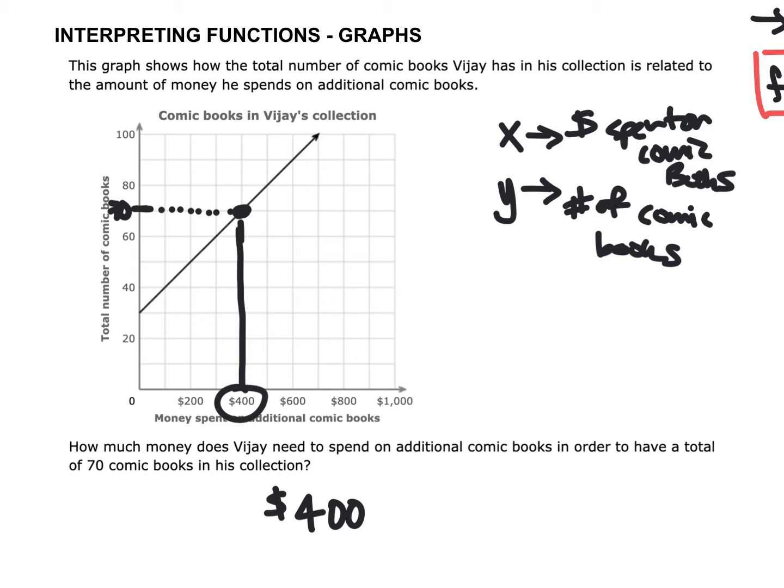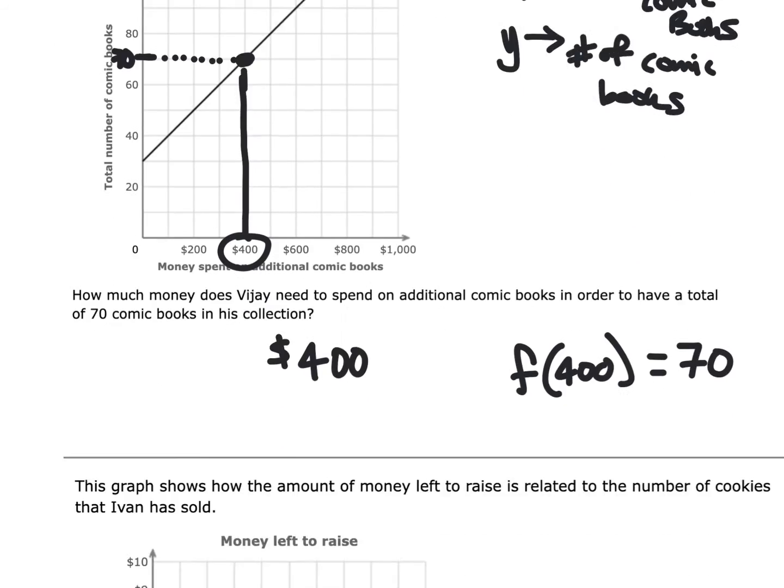So if we want to talk about this in function notation, we can say that f of 400 is equal to 70, okay? And what that means is that if VJ spends $400 on additional comic books, he has a total of 70 comic books, okay? That's the idea. All right, let's take a look at the next one.